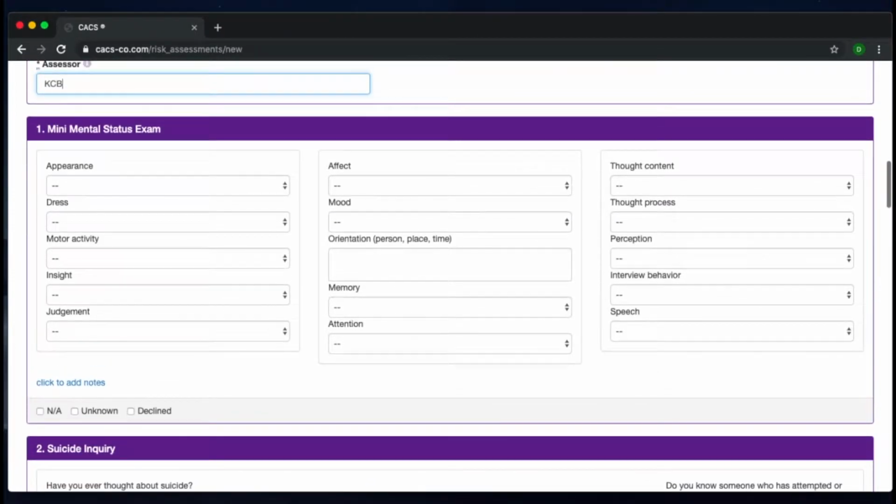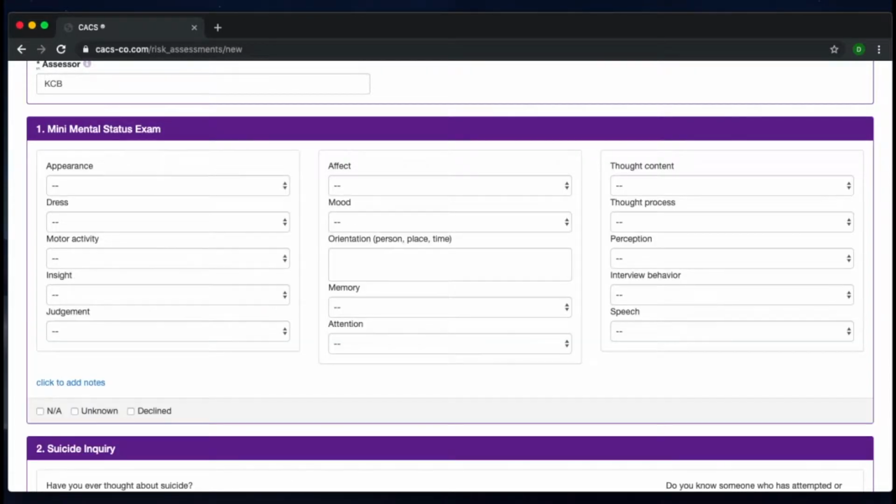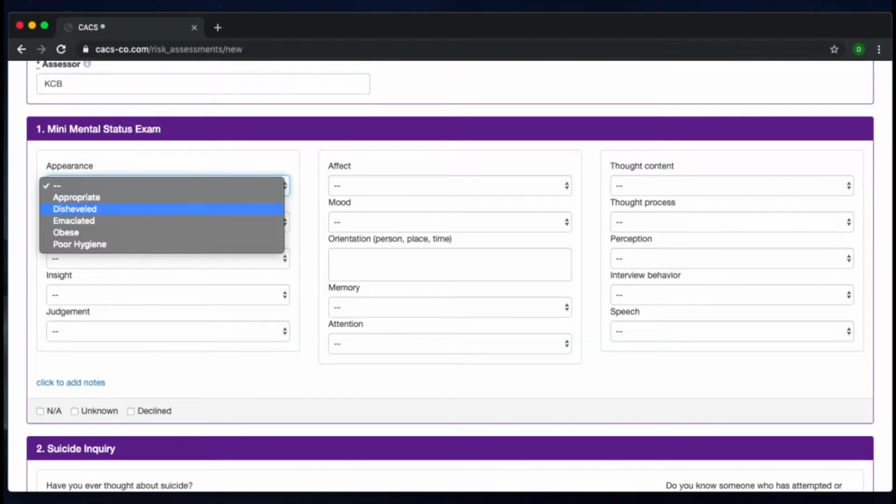Now, the mini mental status exam is something that's pretty familiar to the mental health community. It's meant to be a snapshot of how the person looks. If you are using this on a telehealth system, you might hide this by choosing not applicable, and it goes up into a nice clean space so you have more room to look at the rest of the app. But if they're in front of you, you might go into this and start clicking things to say how they present in the room.